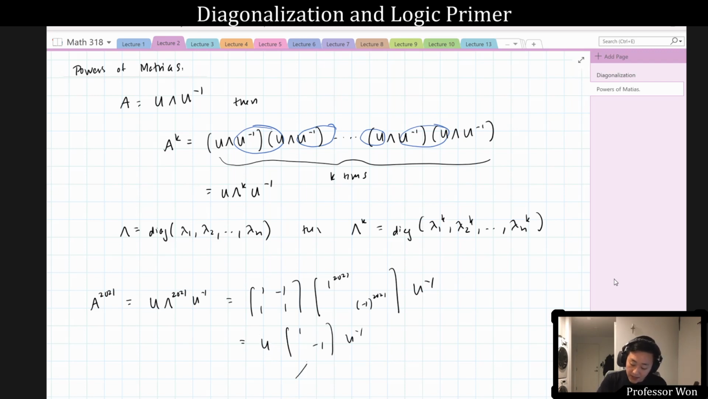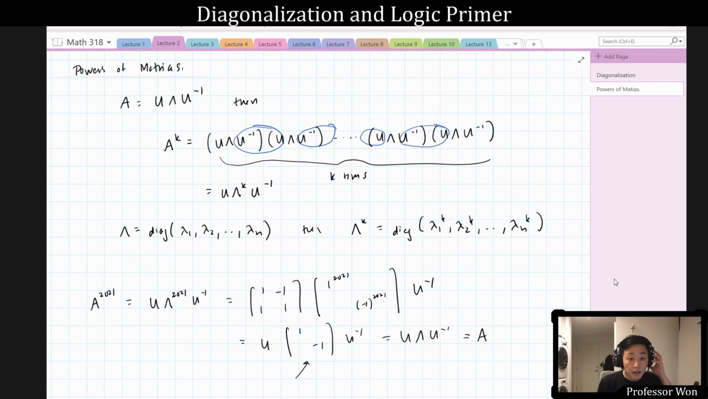But this matrix here is just the same thing as lambda. So you just get A back again. When you raise A to the 2021st power, you just get A. Right? In fact, that's true for any odd number. For any even number, though, you'll get the identity matrix. This is what's happening.